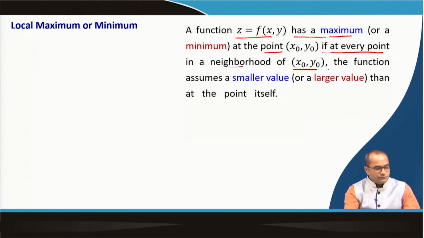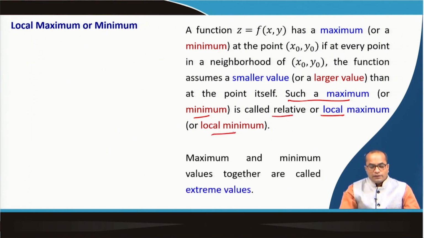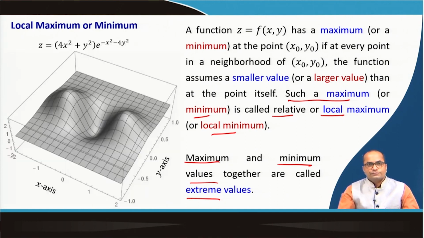So, the definition is clear from this text itself, and such a maximum or minimum, whatever the case, is called relative or local. So, the two terms are used, relative or local maximum or local minimum. And this maximum and minimum values together are called extreme values. So, if we are using the word extreme values, that means those values may be the maximum or minimum. As a combined word for both, we use extreme values.